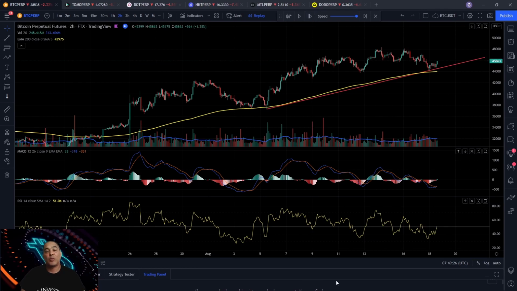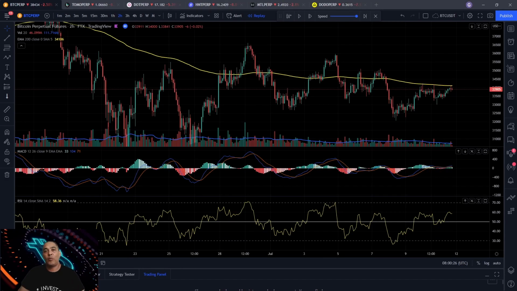There we got a bounce off our diagonal support of our trend line. We are trading above the 200. We just received a bullish crossover on the MACD, and the RSI is trading above 50. And for that reason, that would be a valid bullish crossover on the MACD.